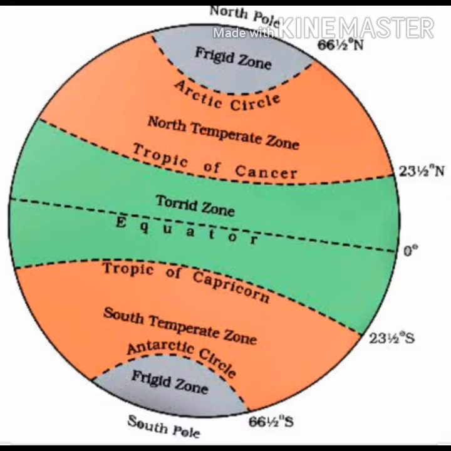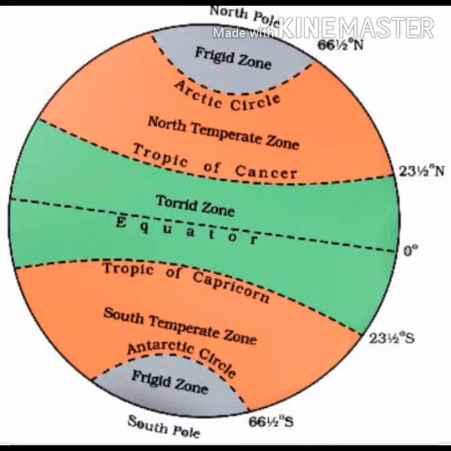So Tropic of Cancer is 23.5 degrees north in the northern hemisphere. Tropic of Capricorn is 23.5 degrees south in the southern hemisphere, and Arctic Circle is at 66.5 degrees north and Antarctic Circle at 66.5 degrees south. These four are the major parallels of latitudes.